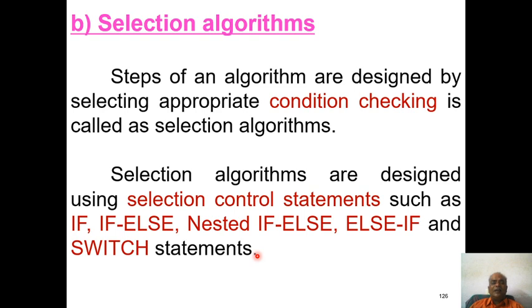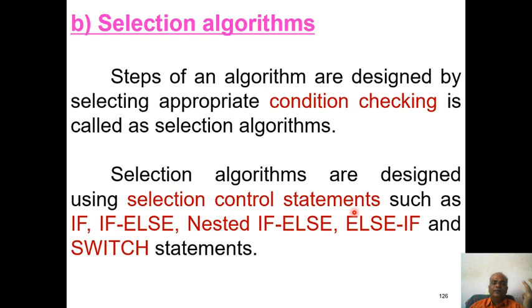Next, selection. In this, these algorithms are designed by selecting appropriate condition checking. If the condition is true, then it goes for one statement. If the condition is false, then it goes for the other statement. So these are designed using selection control statements such as if else, nested if else if, and switch statements.